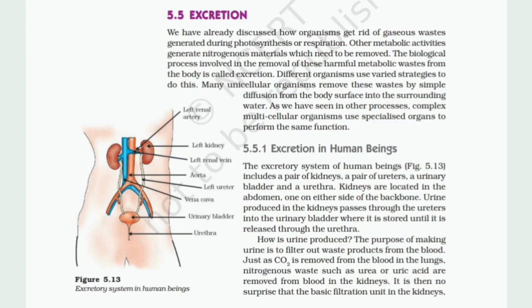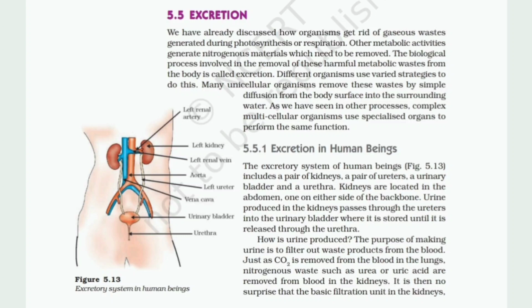Urine produced in the kidneys passes through the ureters into the urinary bladder where it is stored until it is released through the urethra. How is urine produced? The purpose of making urine is to filter out waste products from the blood, just as CO2 is removed from the blood in the lungs. Nitrogenous wastes such as urea or uric acid are removed from blood in the kidneys.